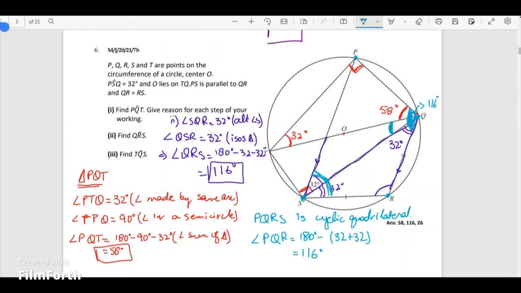So let's find angle TQS. That would be from this whole 116 degrees, take away the angles that we already have labeled there. That's 58 and 32. Minus 58 degrees minus 32 degrees, and the answer would be 26 degrees.